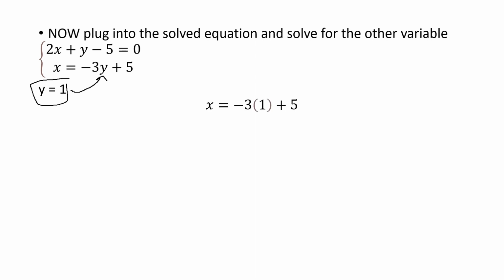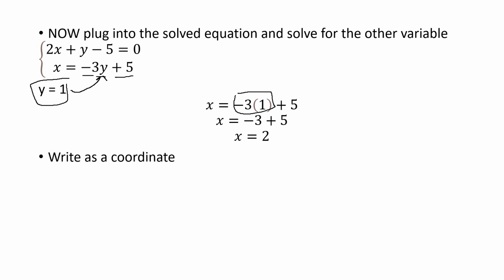So x equals negative 3 times 1 plus 5. And I just solved that equation. x equals negative 3 plus 5. Negative 3 times 1 is negative 3. Negative 3 plus 5 is 2. x is 2. Now remember, we're solving for a coordinate. We're solving for the point at which those two lines intersect. So I have to put it in coordinate form, which is x, y, so 2, 1. Lots of steps. It's easy to get bogged down in them. Just take one piece at a time.